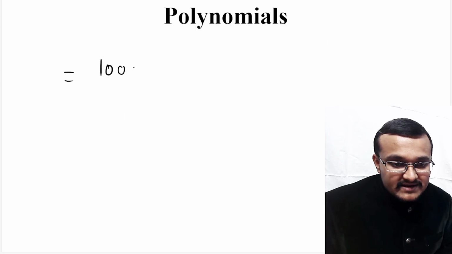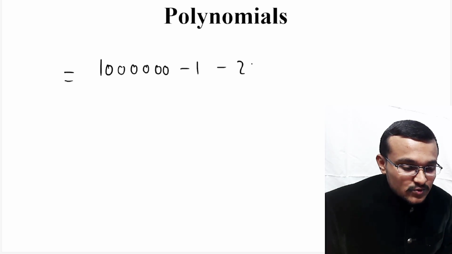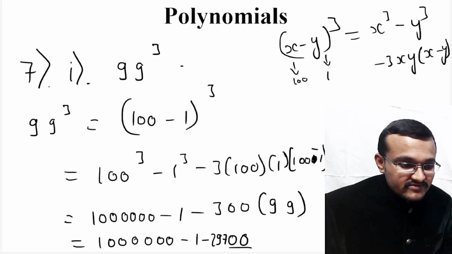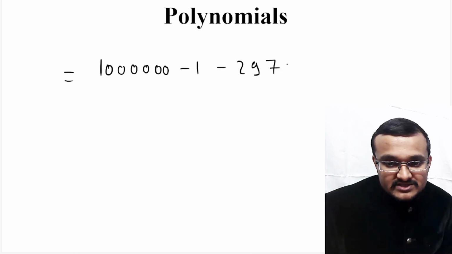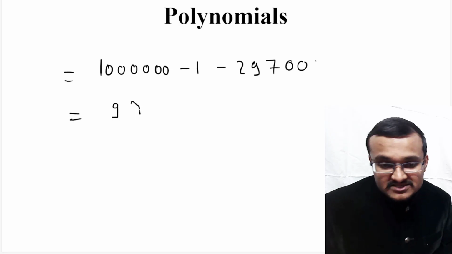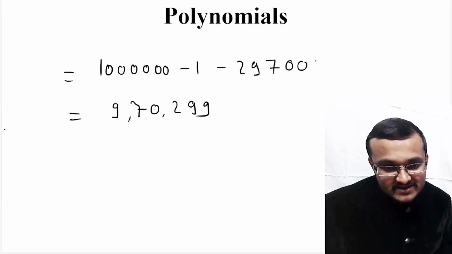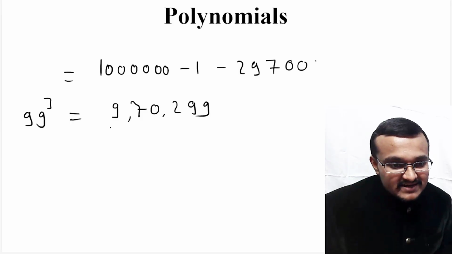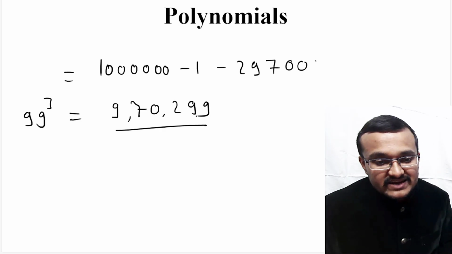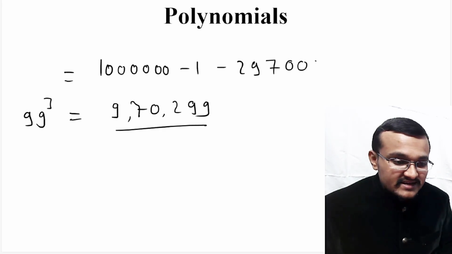So you have 10 lakh minus 1 minus 29,700. To solve this, you will get 9,70,299. So this is the answer for 99 whole cube. So 9,70,299 is the answer for this 99 whole cube.